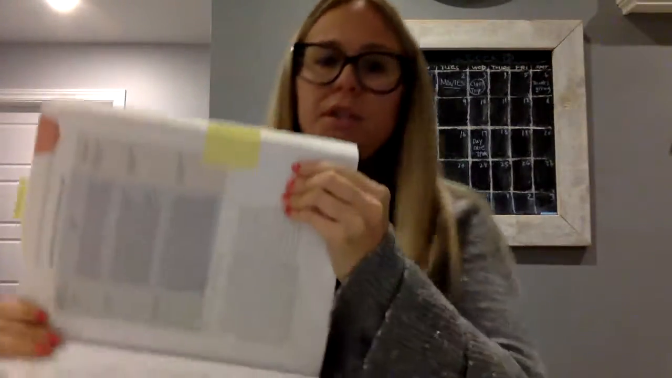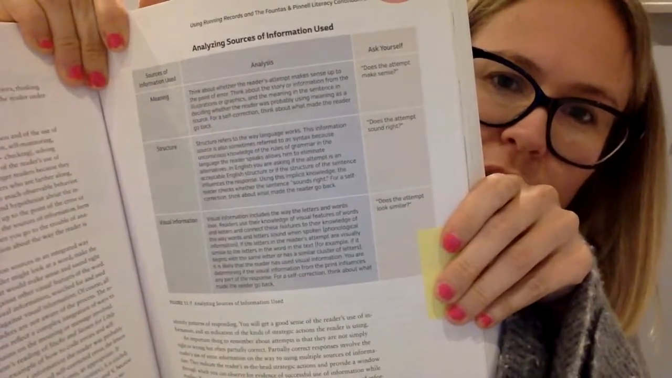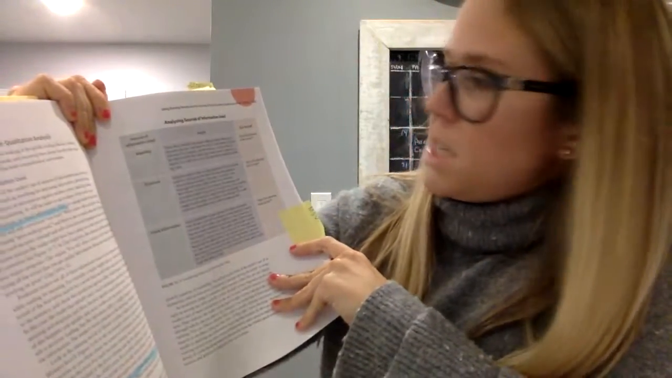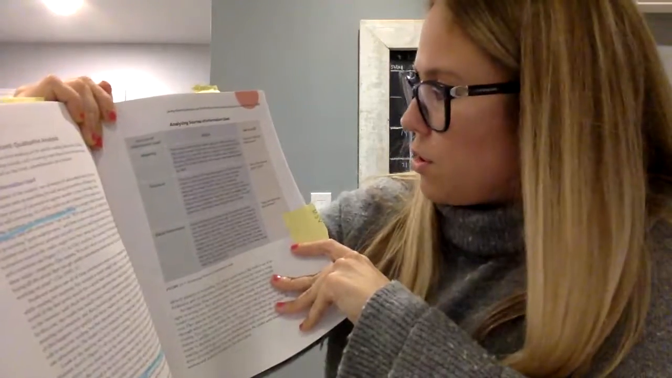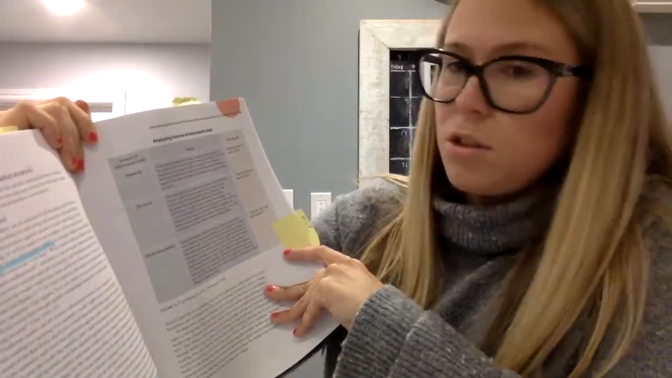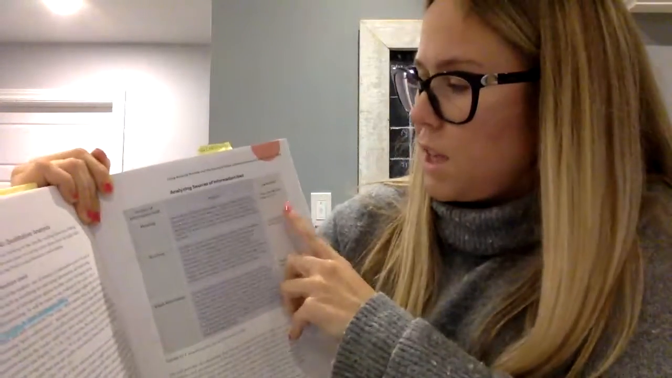On page 263, it outlines meaning, structure, and visual. It defines it, and then it has this little ask yourself. So for meaning, ask yourself, does the attempt make sense? For structure, does the attempt sound right? And then visual information, does the attempt look similar? And I always have this photocopied beside me when I'm coding because I like to code in the moment, and it is very hard to do that if you don't know what those mean.